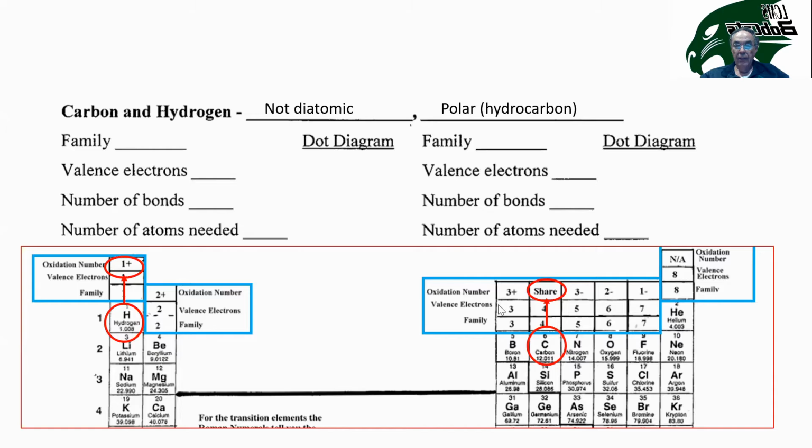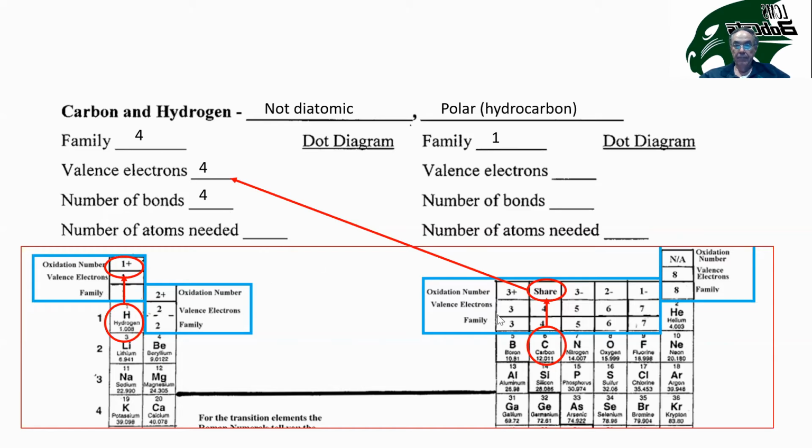We need to find hydrogen and carbon on the periodic table. Here's carbon over in family 4, has 4 valence electrons, and here's hydrogen in family 1 with its 1 valence electron and oxidation number 1. So carbon's in family 4. It has 4 valence electrons, and it needs to make 4 bonds. 4 plus 4 is 8.